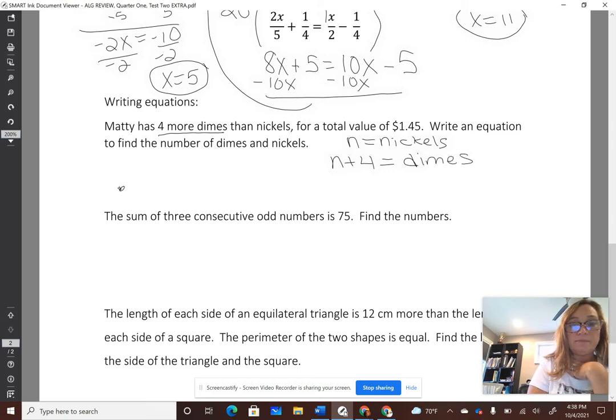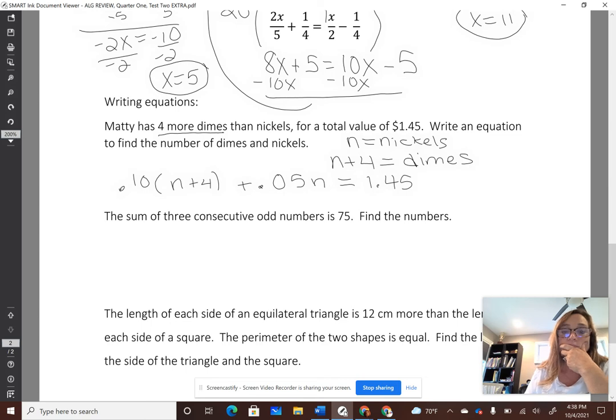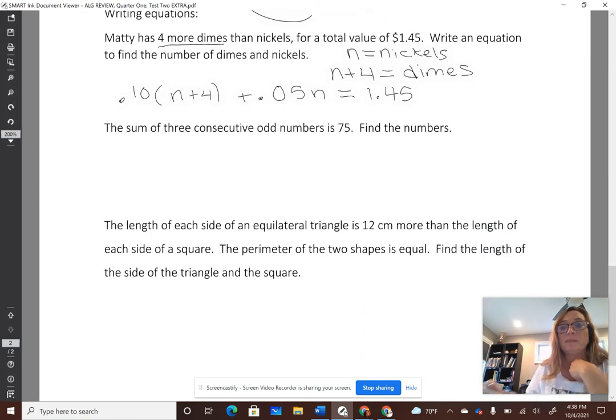So a dime is worth 10 cents. A nickel is worth 5 cents. And he has $1.45. Okay. Write an equation to find. I don't have to solve it, so I'm not going to.